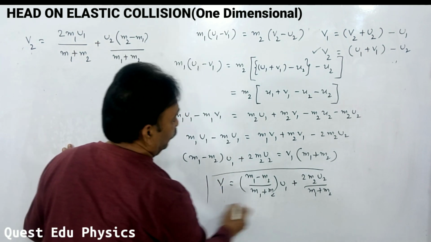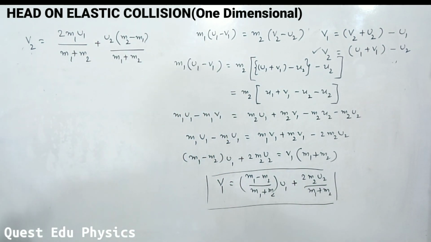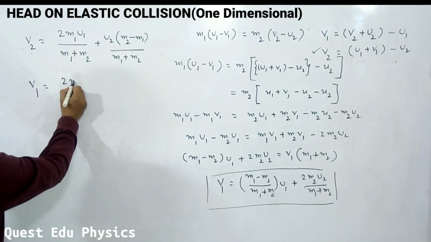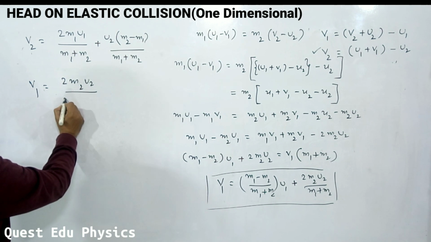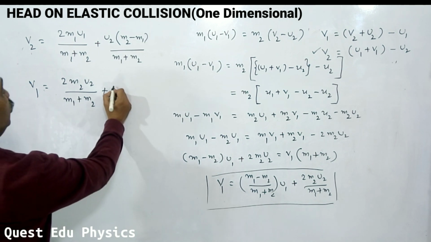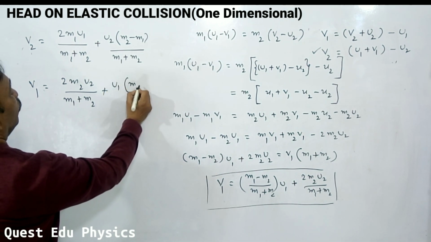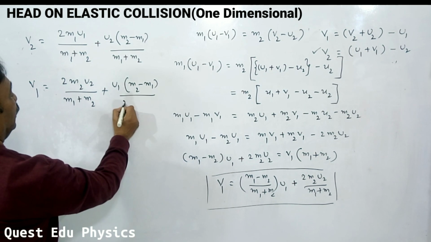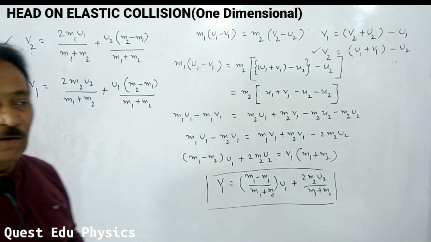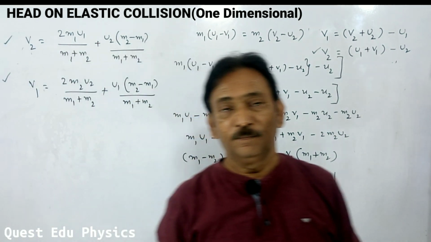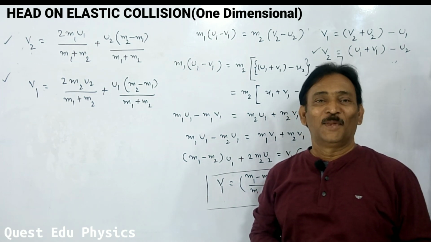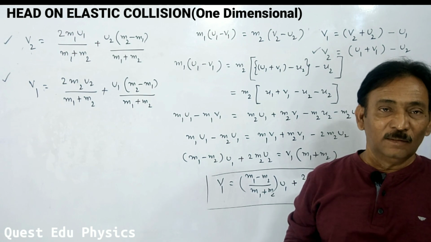Okay, students, it is the value of the v1. v1 we can write it as 2m2 u2 by m1 plus m2 plus u1 of m2 minus m1 by m1 plus m2. These are the equations for the final velocity of the particle, students, in case of head-on elastic collision, or we call it as the one-dimensional elastic collision.